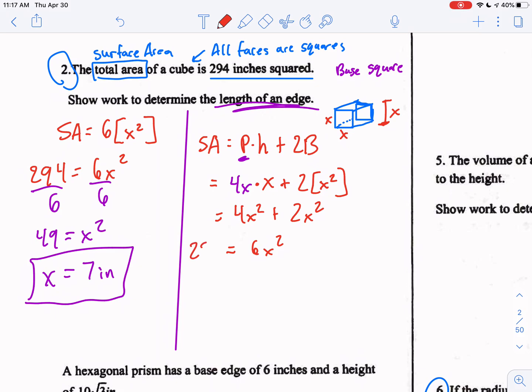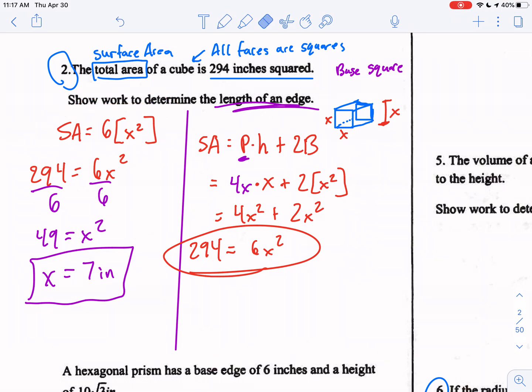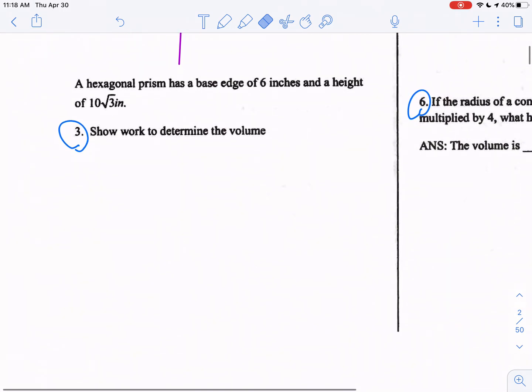So whichever way you do it, whether this way, where you're dissecting the formula, or you do it conceptually, where you have a visual and you map out your plan that way, they both work out. That's number 2. Número 3.